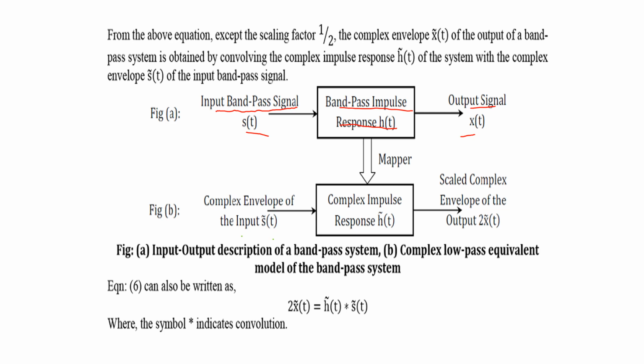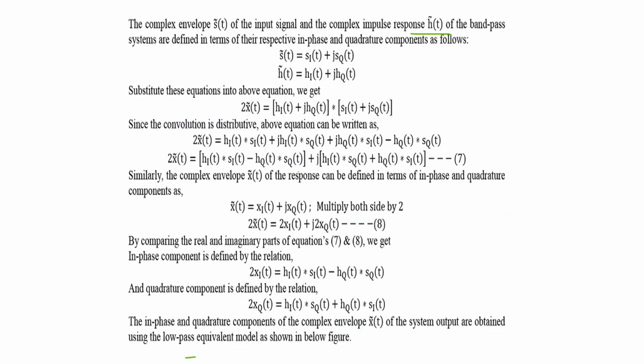Now the complex envelope of the input signal is s tilde of t, the complex impulse response is h tilde of t, and the envelope of the output is 2x tilde of t. This is the description of the band pass system in figure A, and the complex low pass equivalent model for the band pass system. You can compare here. It is a scaled envelope of the output, 2x tilde of t. This can also be written as x tilde of t is equal to h tilde convolved with s tilde, where this symbol indicates convolution.